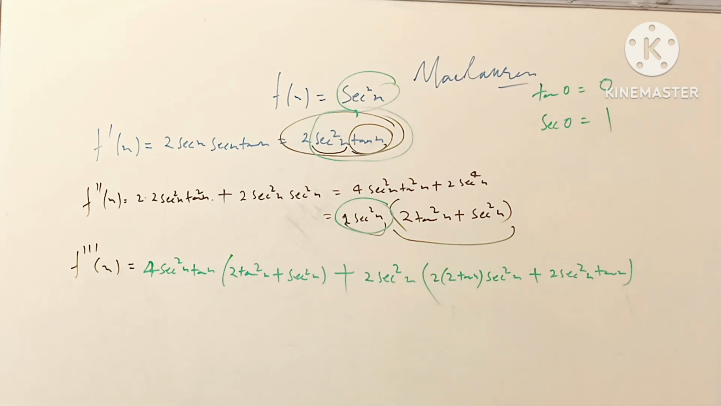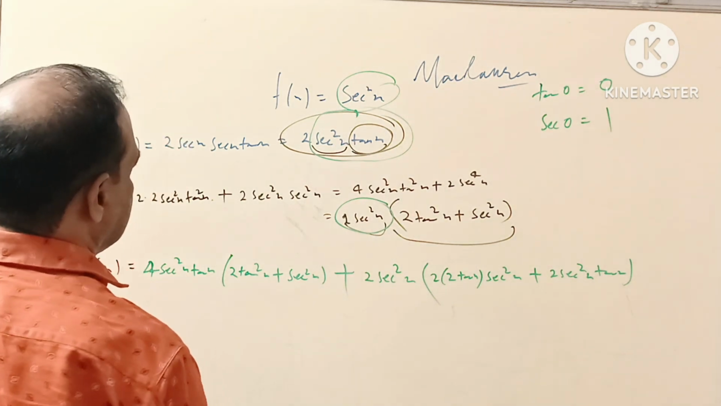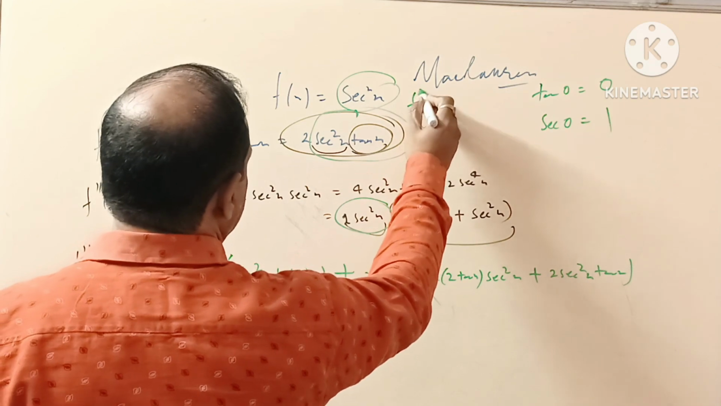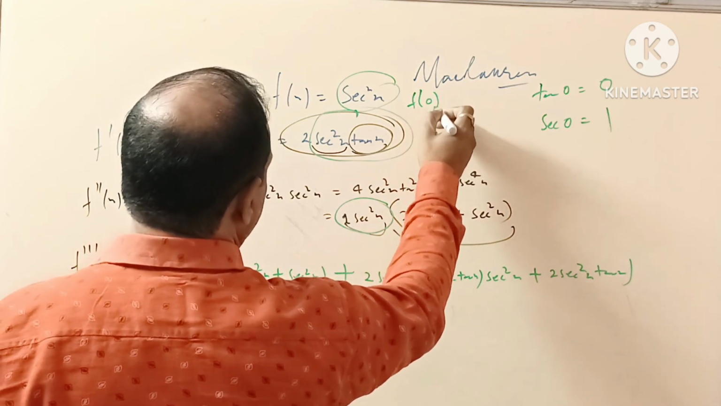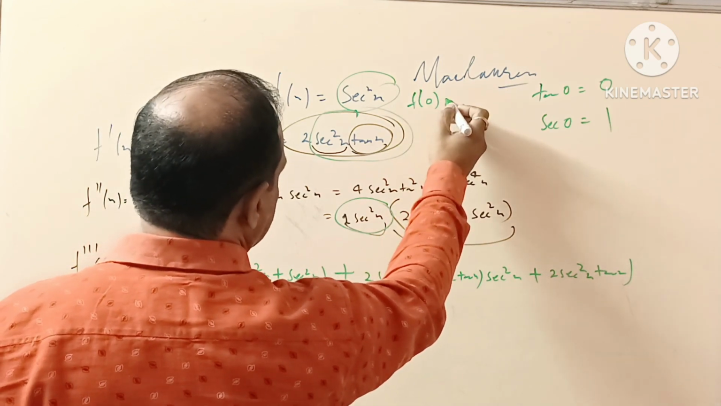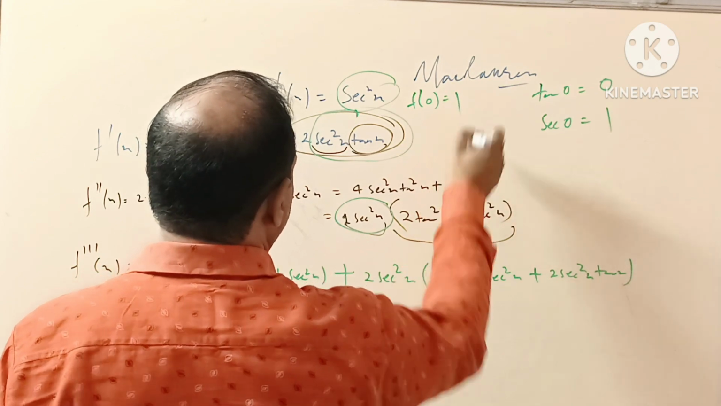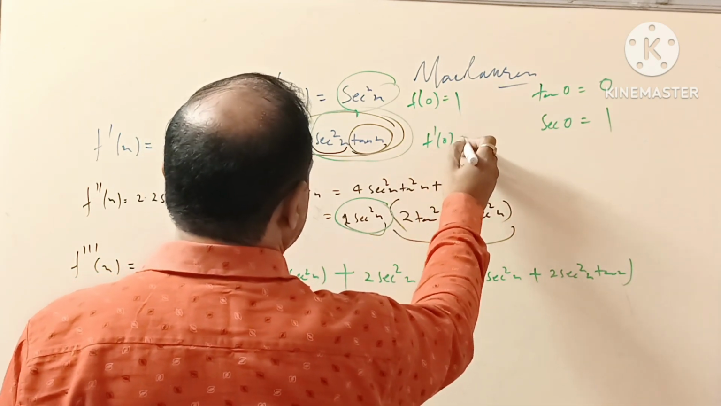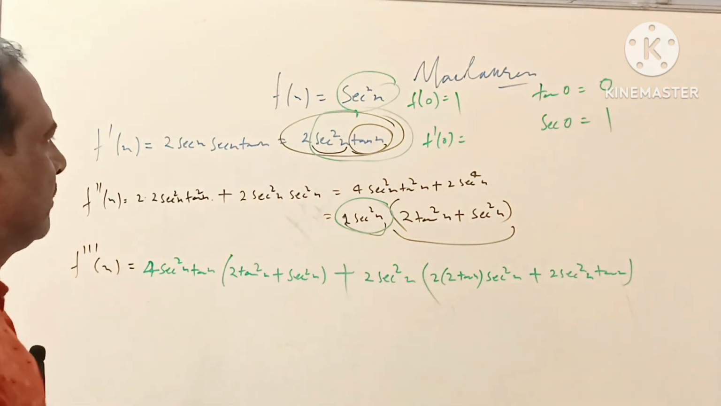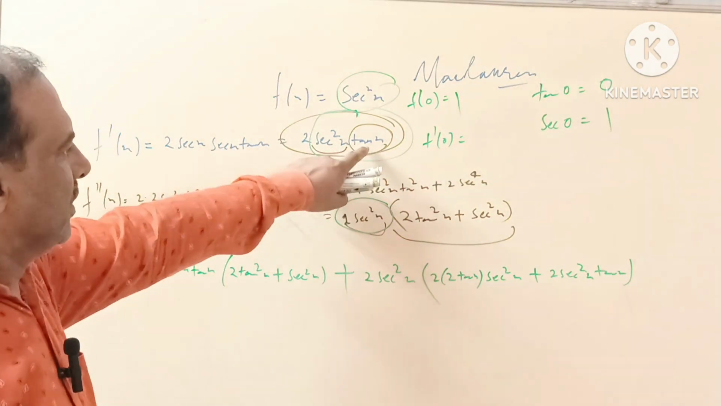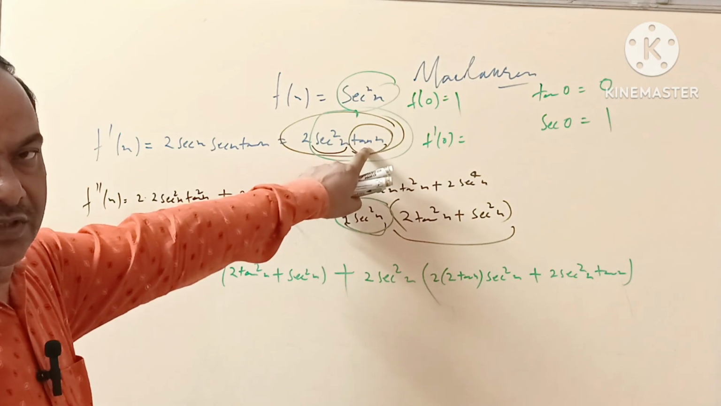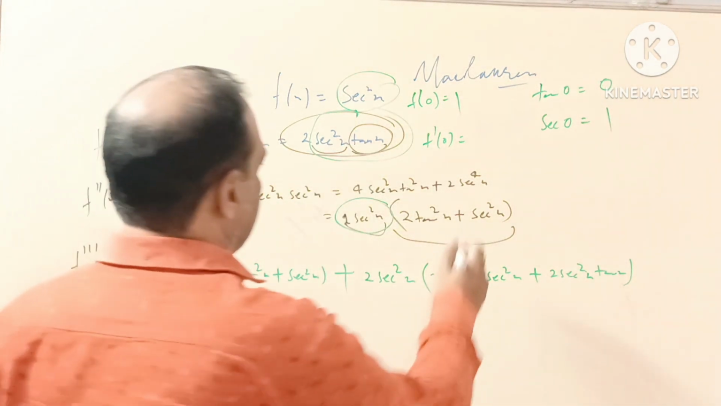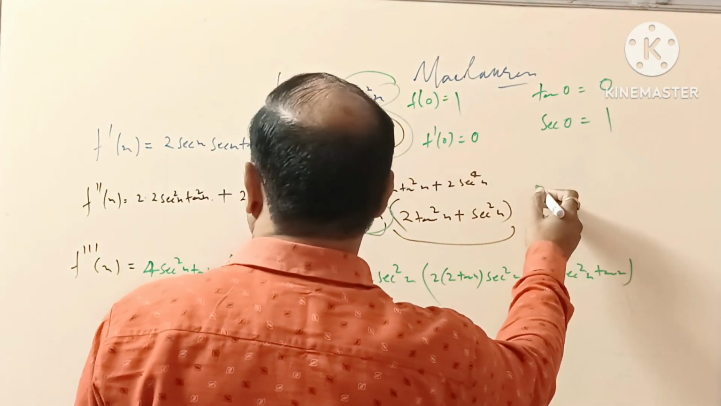Okay. Now if I apply it in the first case, f(0) will give me sec square 0. Sec 0 is 1, and 1 square will give you 1. Then for f dash 0, here there is a multiplication of tan x, and if I put x equal to 0, then everything will become 0. Okay. Now there is f double dash x.